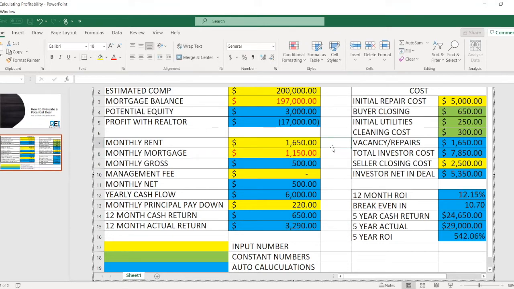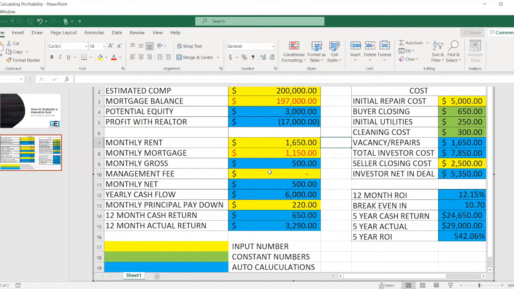You can see that we have a monthly gross of $500. Now, line 10 is a management fee. We personally do not use management companies for our real estate. We manage all of our rental properties. We have quite a few. We have a lot of rental properties, and it takes us about 15 whole minutes per month to check on our rental properties because we have systems in place. That's something I'm going to teach you guys in a different course.